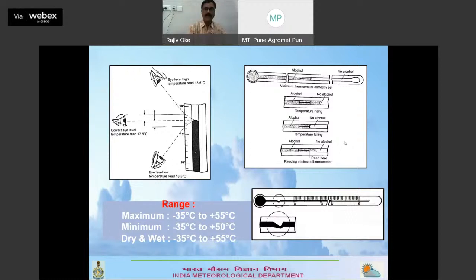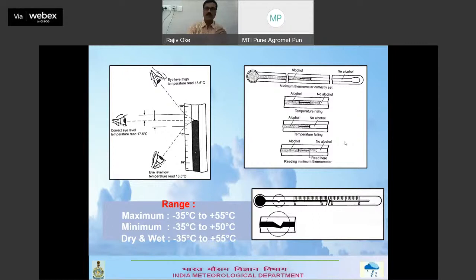So maximum to set, the construction is like that. It has a long narrow capillary tube through which the mercury could expand with the temperature and go ahead, but won't come back of its own. So if you have not disturbed the maximum, the day if you have not set the thermometer, it will remain, it will show the temperature as it is till the next morning, unless and until you disturb it.